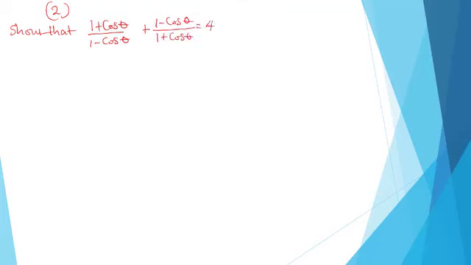Now I want us to solve another question. Let's call this number 2. Let's solve one that is a bit stronger. I want us to show that 1 plus cos theta over 1 minus cos theta, plus 1 minus cos theta over 1 plus cos theta, is equal to 4 cot square theta plus 2. So we have to still divide our screen when solving.